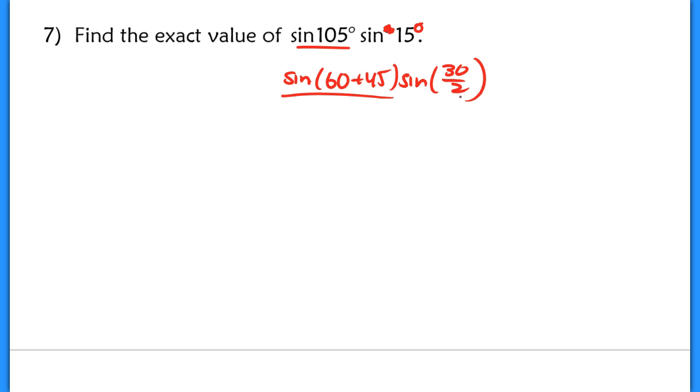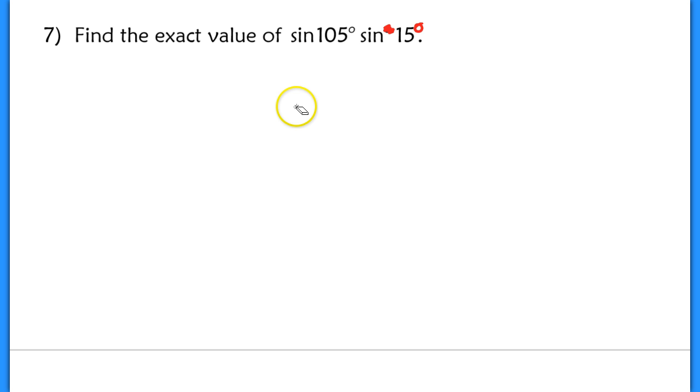It's just maybe not the most efficient way of doing it, and I'm trying to give you enough practice with all of your formulas so that you can recognize things and be a very efficient problem solver. So in this case, when I see the product here and I recognize the fact that if I add these two together, I get 120 degrees, and if I subtract them, I get 90 degrees, I can use one of those sum to product formulas.